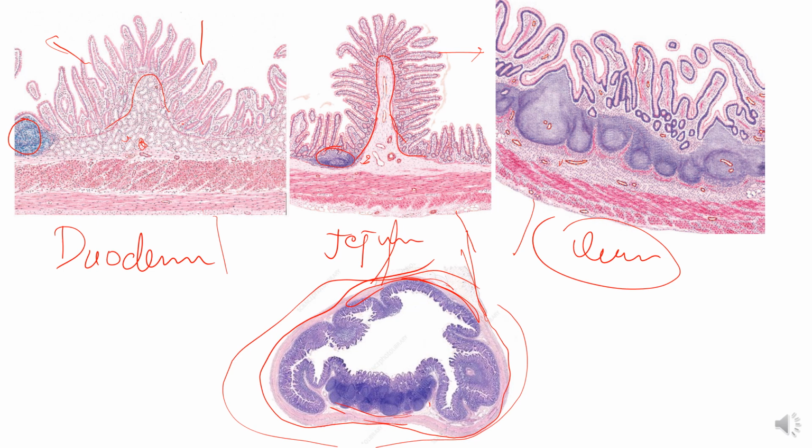Now, what is the significance of this? When there is infection in the ileum, in case of typhoid fever, the perforation occurs at the anti-mesenteric border of the ileum.